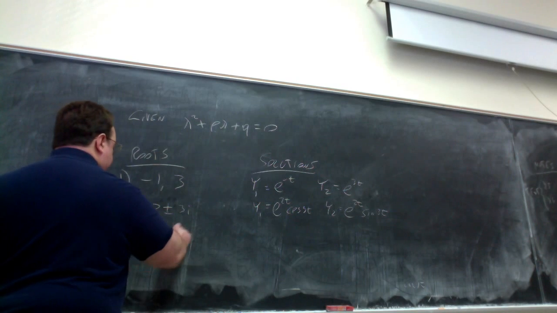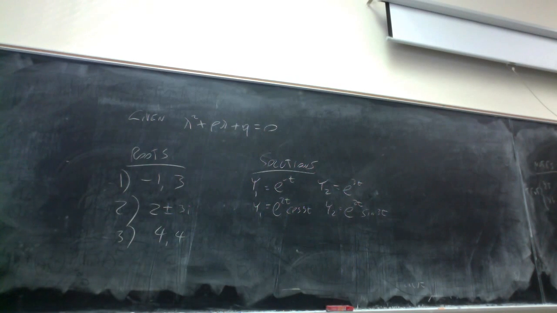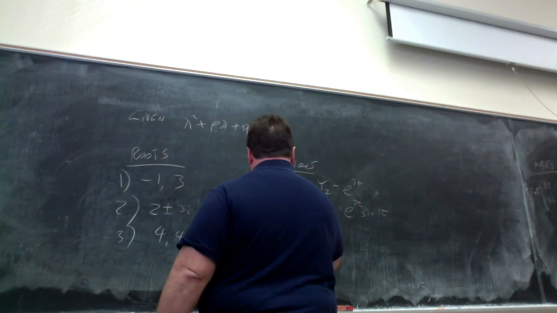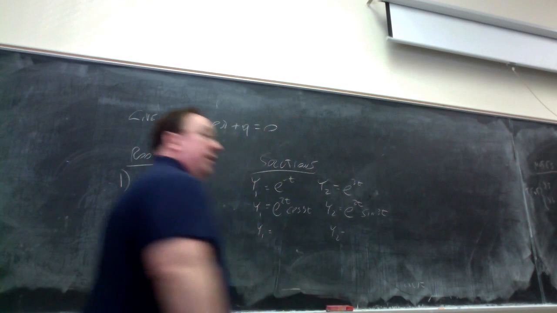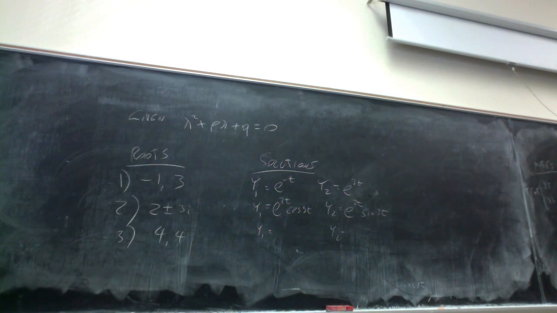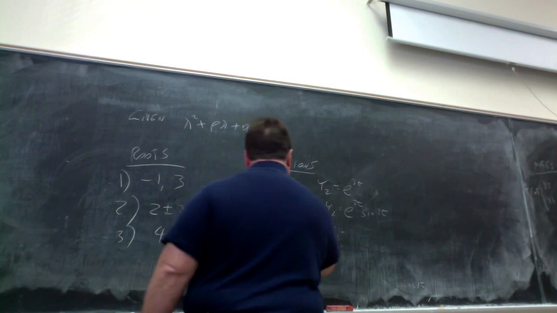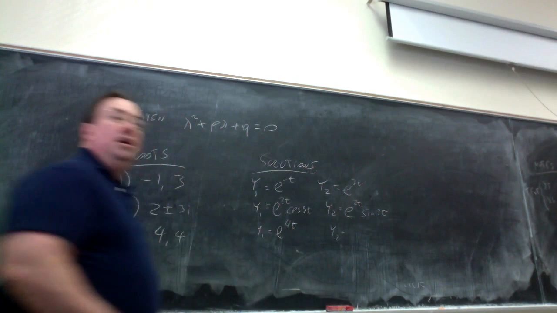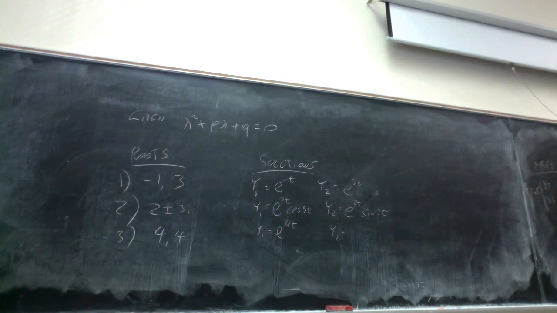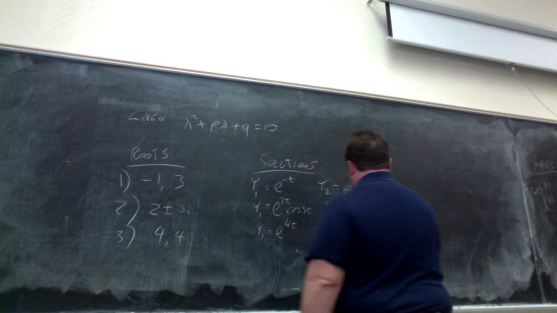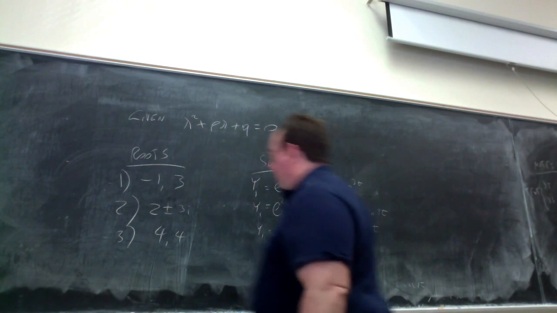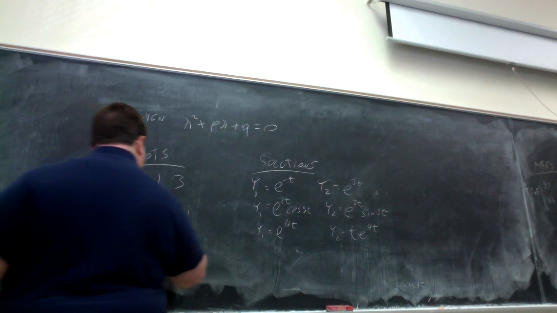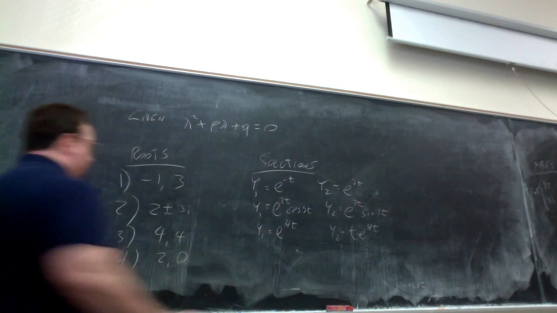Suppose you get a double root, 4 and 4. E to the 4t, and t e to the 4t. Okay. How about 2 and 0?